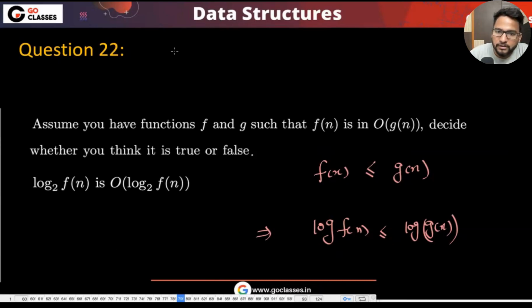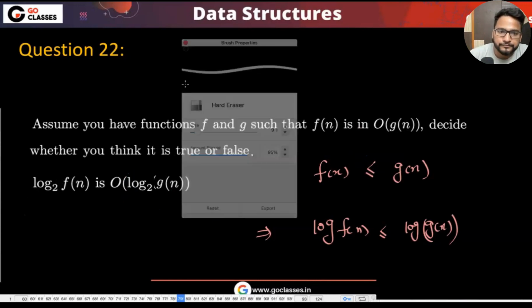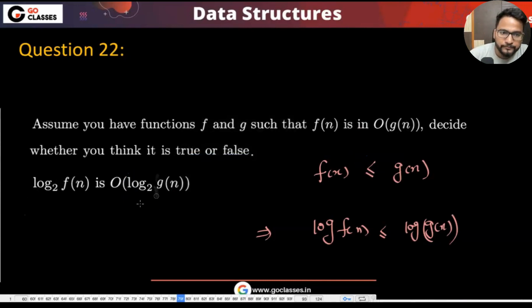It's log of Fn, not Gn. Okay, this is a typing mistake. I think this is a typing mistake from their end only. Maybe. Okay. So this is a typing mistake. Anyway, I hope you understood. Okay. Actually, this is true.